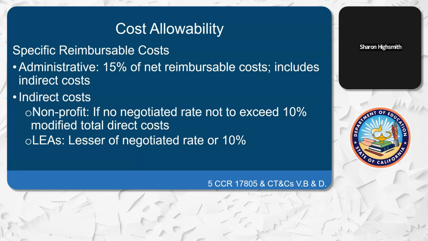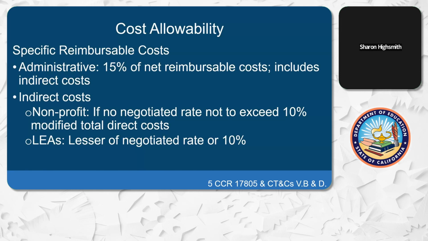These are specific reimbursable costs identified in the state regulation. Administrative costs are those costs related to general administration of the program, such as accounting personnel and administrator salaries. These costs cannot exceed 15% of the net reimbursable cost, and it includes indirect cost. Indirect costs are those costs that benefit more than one program and can't be easily assigned, such as utility costs, and it can't exceed 10% of the total direct cost.